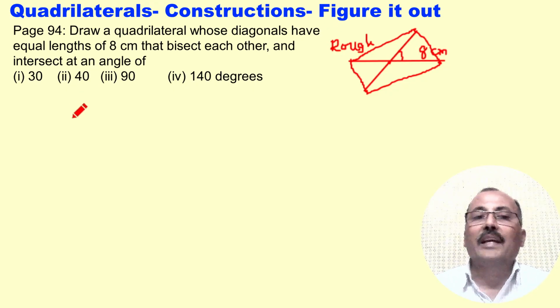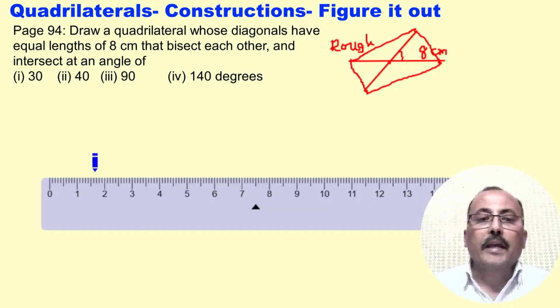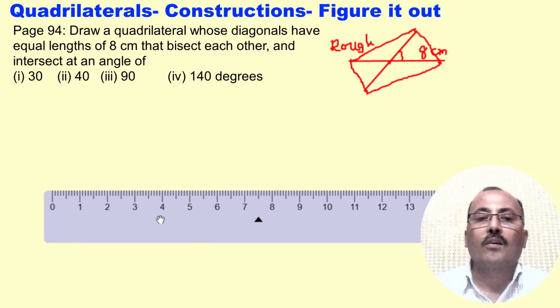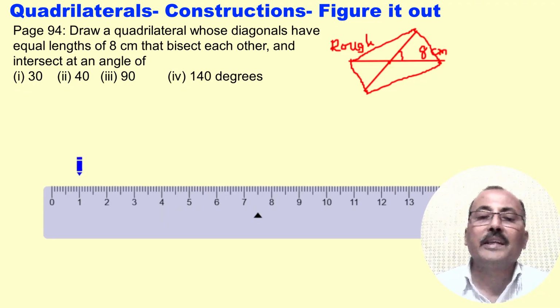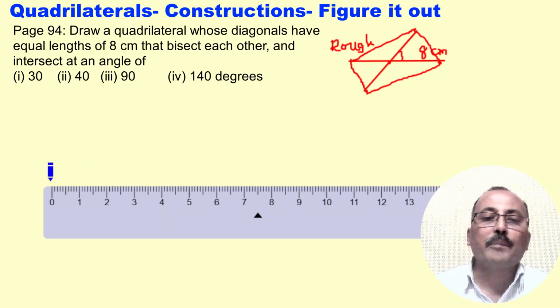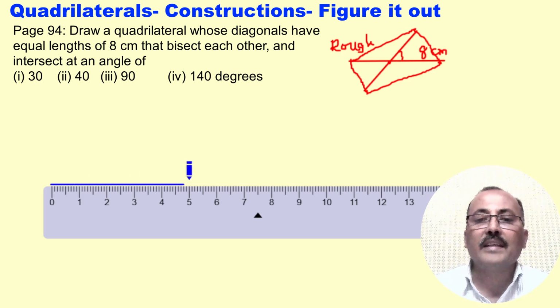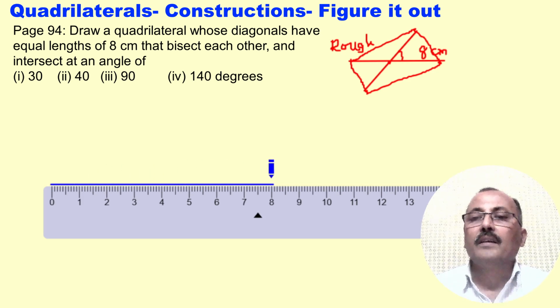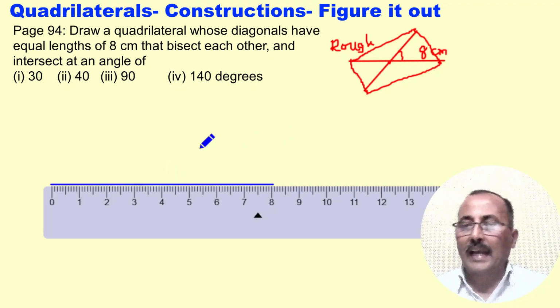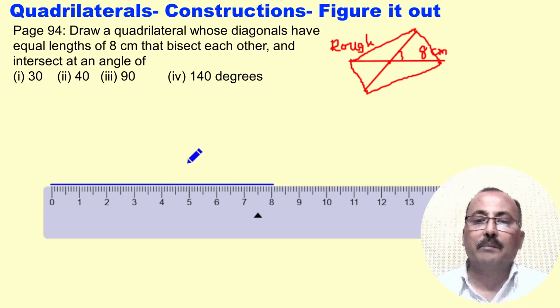Okay, let me take the ruler. Draw a line segment of length 8, both up and down are coming, so let it be in the center. Draw a line segment of length 8 centimeter. Yeah, it is bigger. It is not looking like an angle or anything. Yeah, I am drawing the diagonal in a straight manner. Let it be there. Then only it will be easy for construction.